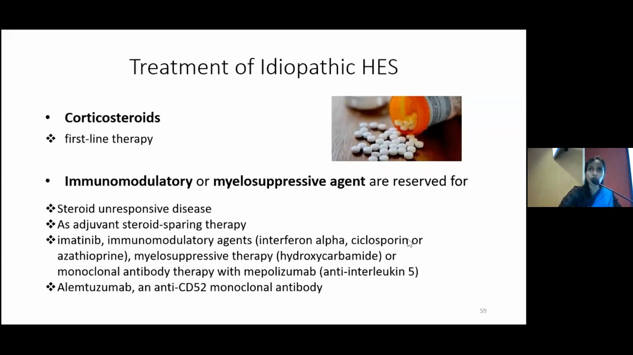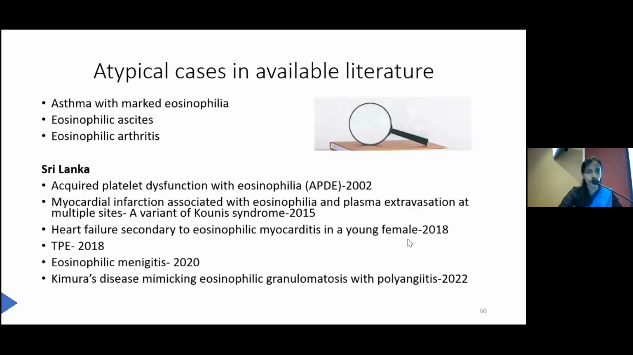Again, the mainstay of therapy would be corticosteroids. Immunomodulatory or myelosuppressive agents are reserved for patients who are not responding to steroids as adjuvant steroid-sparing therapy, and the recommended drugs are imatinib, immunomodulatory agents like interferon alpha, cyclosporine, and azathioprine, and myelosuppressive drugs like hydroxycarbamide. And there are 2 monoclonal antibodies, mepolizumab and alemtuzumab.